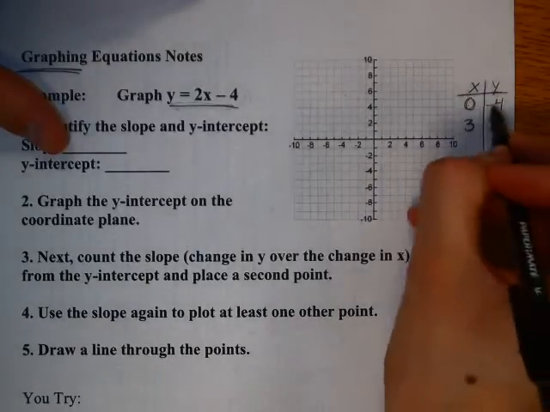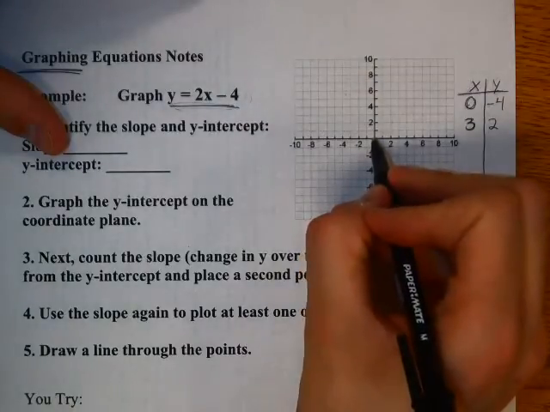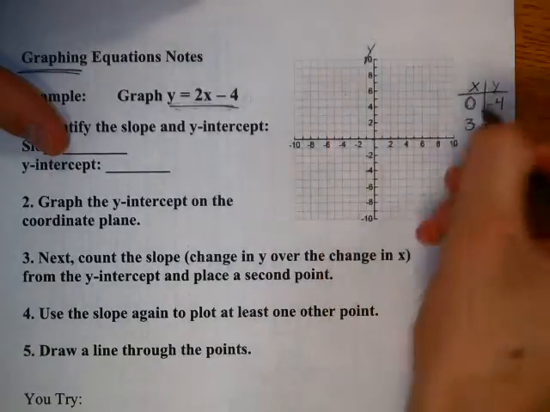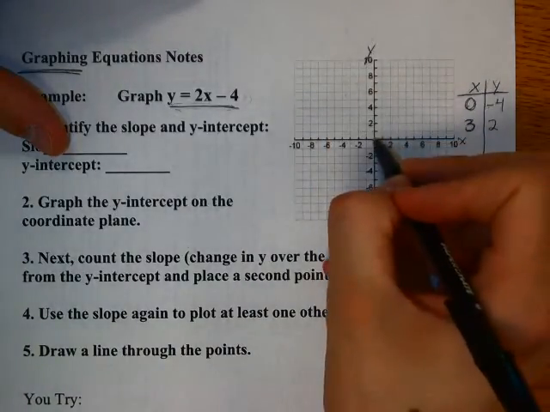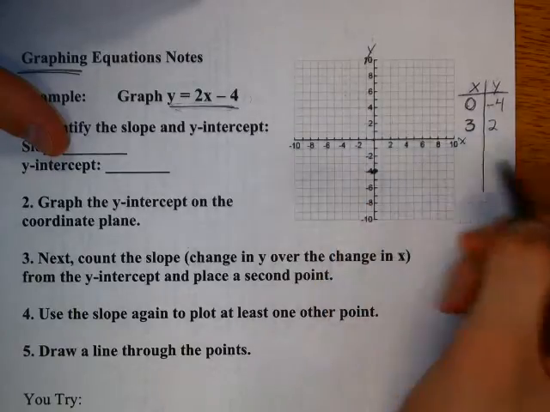So this point says 0, negative 4. So on the x-axis, I'm looking for 0. Well, it's right here in the middle. And then negative 4 on the y-axis. So this is my y-axis. It's my x-axis. 0, negative 4. Negative 4 is down here. I'm going to just put a dot right there.